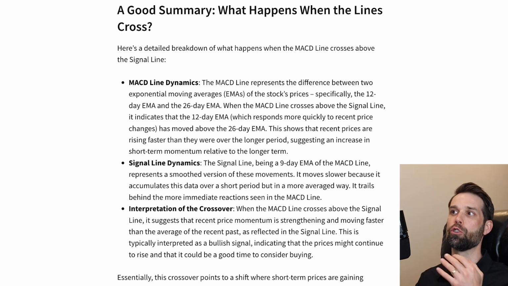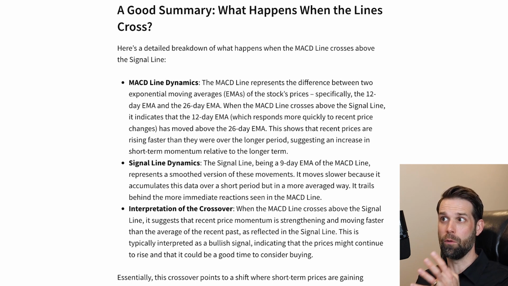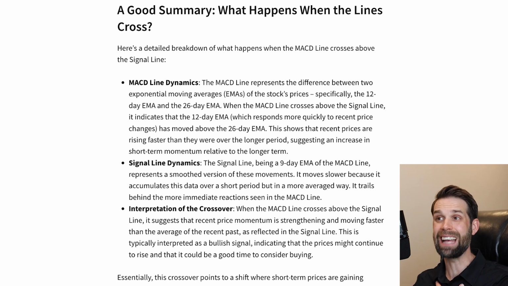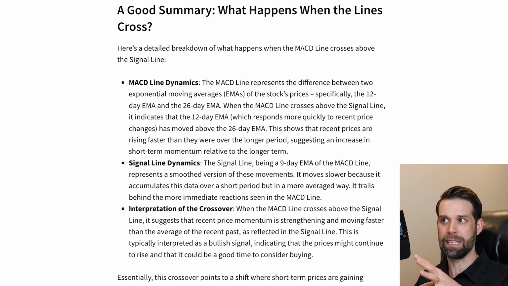So when the MACD line crosses above the signal line, it indicates that the 12-day moving average has moved above the 26-day moving average. And this shows the recent prices are rising faster than they were over the longer period. And that signal line is the 9-day average of the MACD line. It represents a smoothed out version of these movements. It moves slower because it accumulates this data over a short period of time, but in a more averaged way, and it trails behind the more immediate reactions in the MACD line.